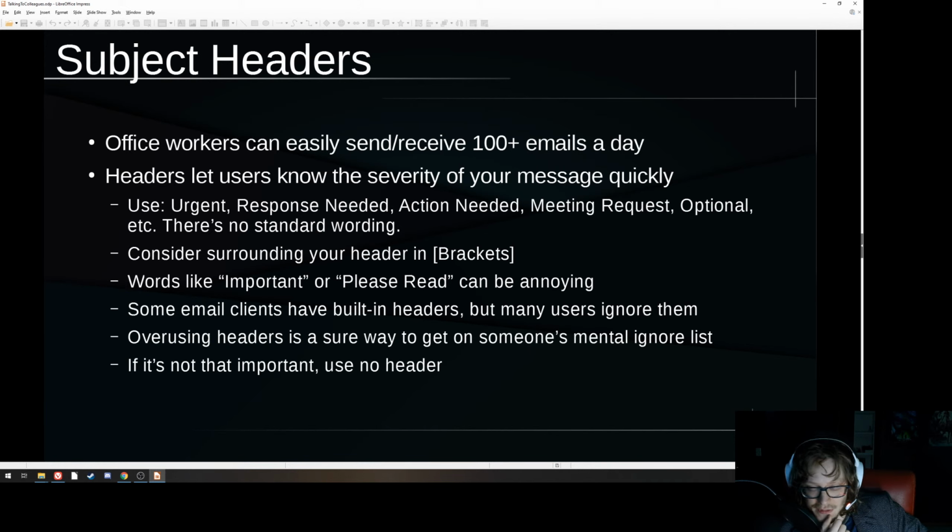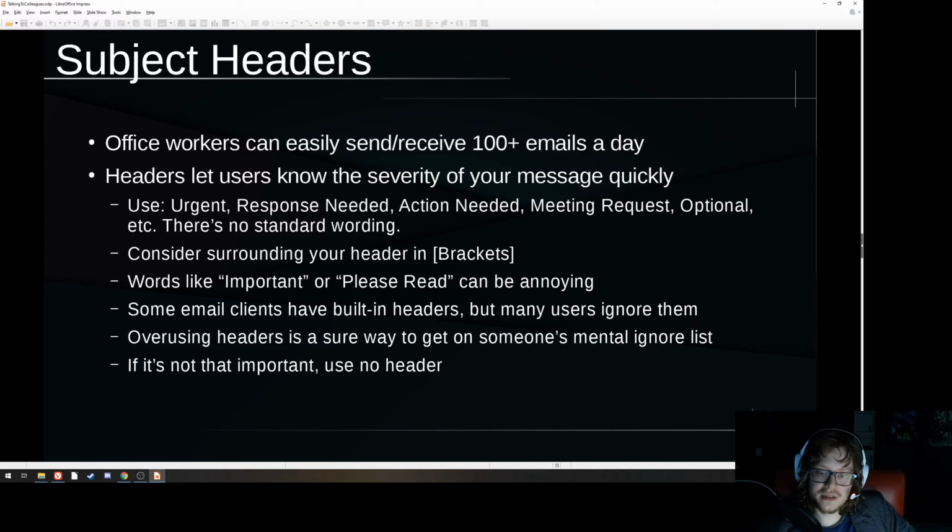Some email clients have built-in headers, but it's not built into the email standard protocol. So a lot of inboxes ignore them. People's email clients ignore them. Users might ignore them. Either the user ignores it or their mailbox ignores it. Either way, it's the same end effect. And other email clients, like internal email clients at an organization, so let's say all of you use the same one, sometimes then you'll have standard headers and those might actually be used. So if you have something like that at your organization, you should use those.